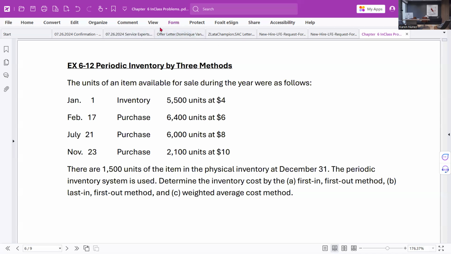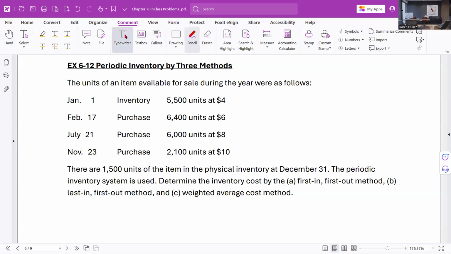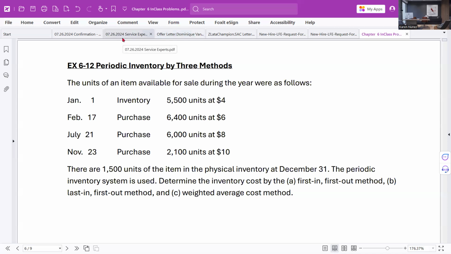What's a periodic inventory system? How is that different from a perpetual inventory system? Well, perpetual, I explained earlier, means that after every inventory transaction, you summarize inventory. Periodic means you don't do that. You just wait till the end of the period. So we don't have to do it after every transaction.